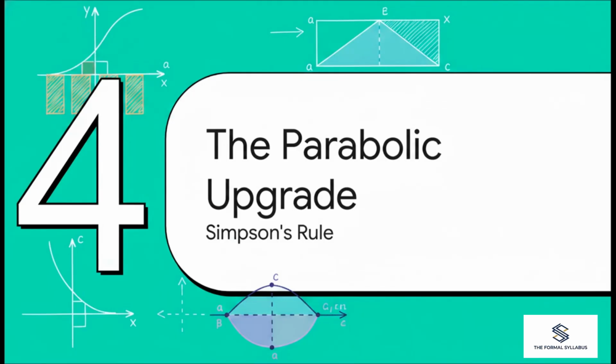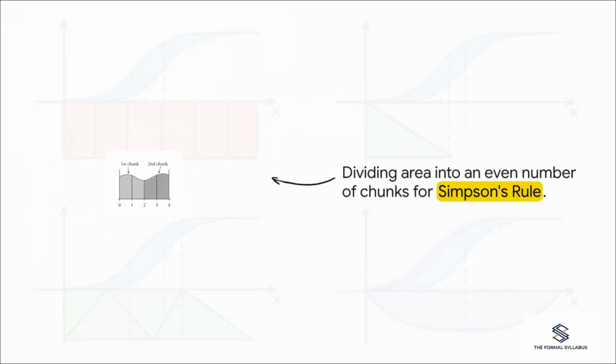Which leads us directly to section 4, the parabolic upgrade. This is where the geometric evolution really takes off. Enter Simpson's rule. Instead of fighting the curve with rigid straight lines, Simpson's rule actually works with the curve's natural shape.